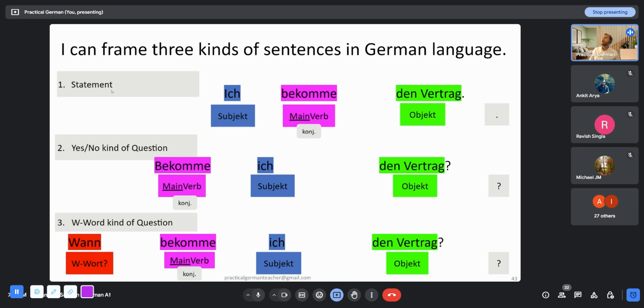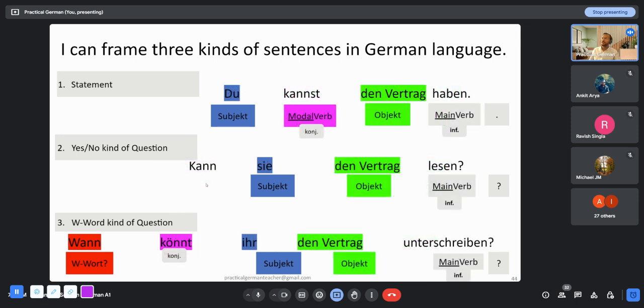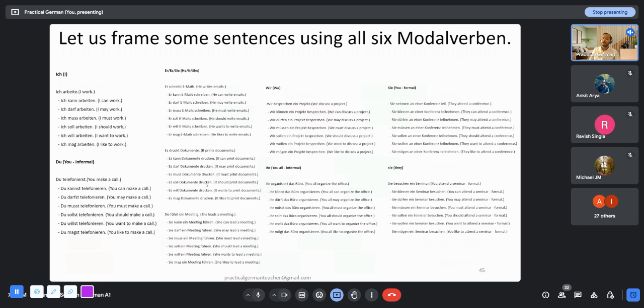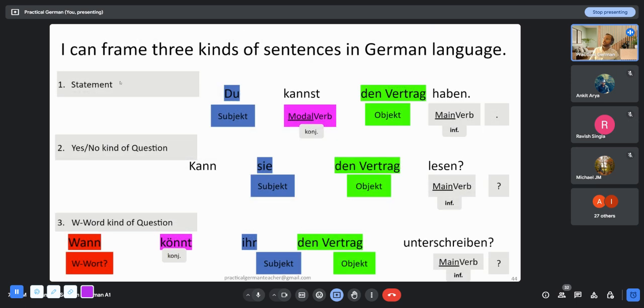In a normal sentence, when there was only one verb, you remember that in a statement the verb is at the second position. It's also at the second position in a W-word question, and it is at the first position in a yes or no question. The same positions are now taken by the modal verb. So in a statement, the modal verb is at the second position. It is also at the second position for a W-word question, and for a yes or no question, the modal verb is at the first position. Whatever verb gets conjugated gets this position. Any questions so far?